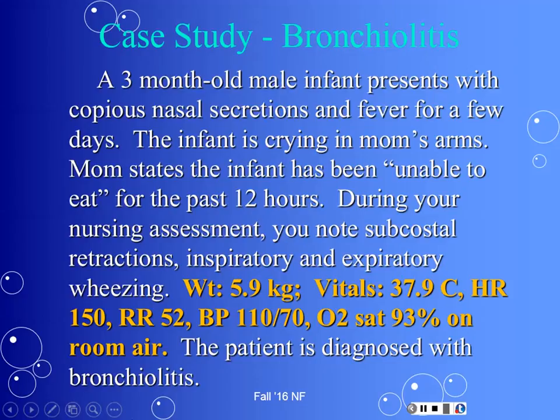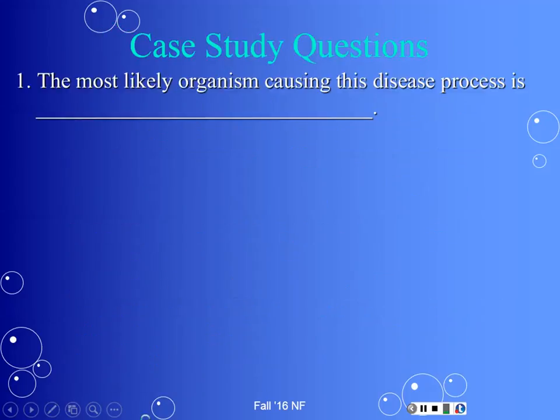Respiratory rate's probably a little bit high. Infants are 30 to 60, 60 being more like a newborn. So we're on a little bit on the high range. What else? You've got retractions. We've got increased work of breathing. And we've got inspiratory and expiratory wheezing. Okay. Blood pressure is high for a 3-month-old. Heart rate's a little high.